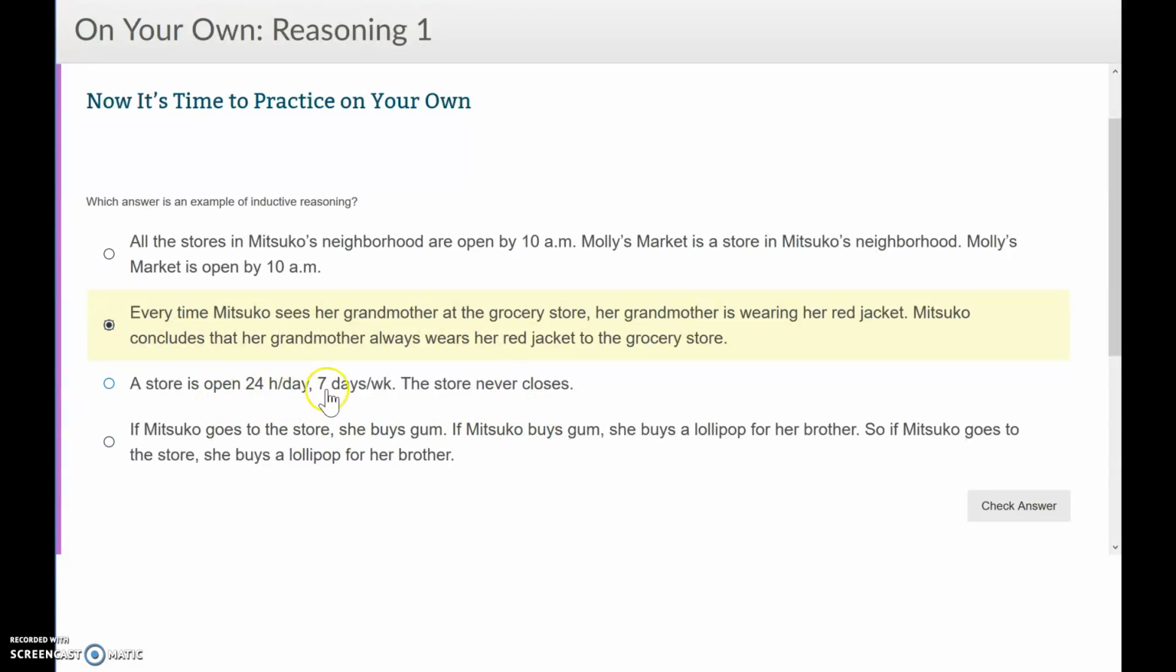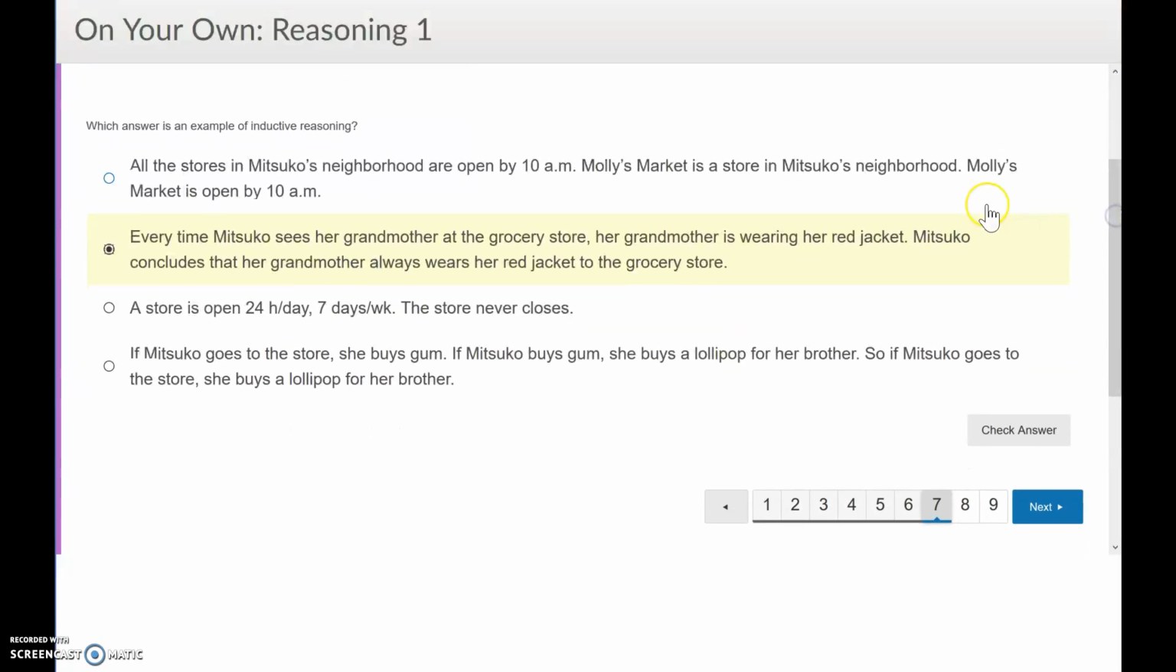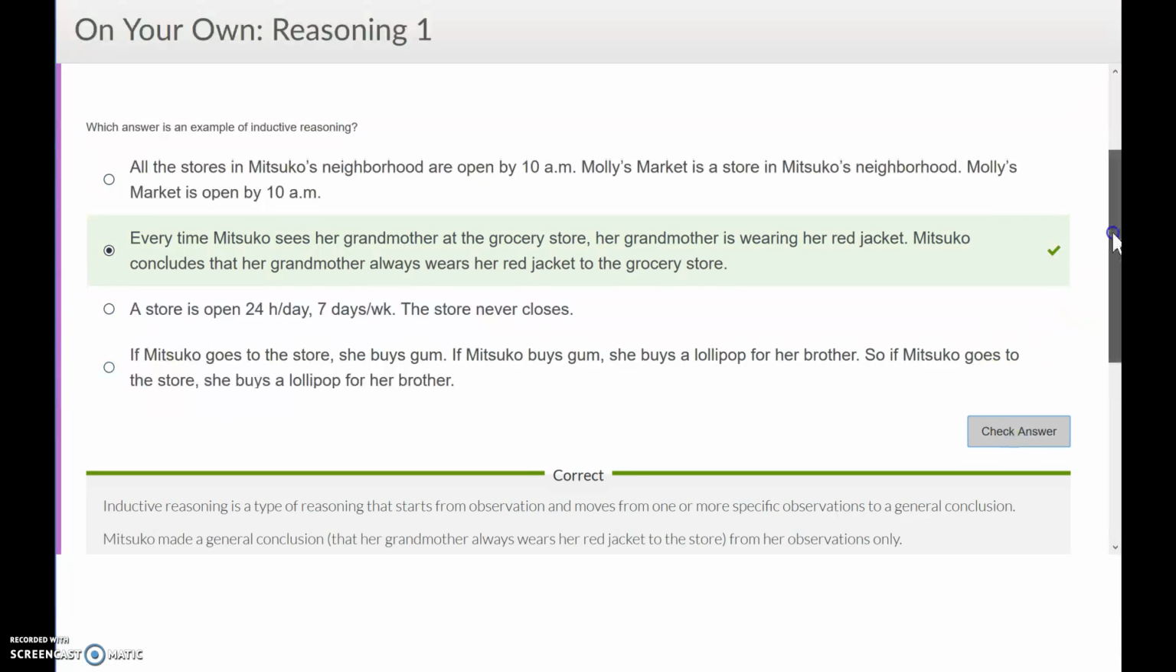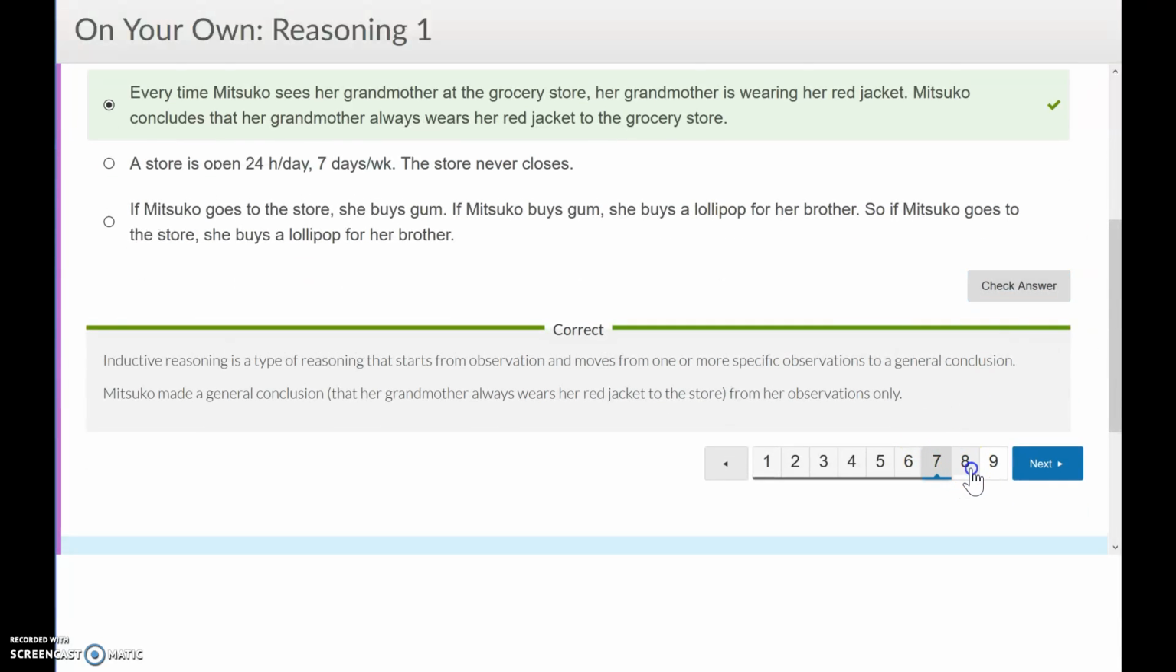The store is open 24 hours a day, 7 days a week. The store never closes. That seems very deductive. Misuko goes to the store. She buys gum. If she buys gum, then she buys a lollipop for her brother. So if she goes to the store, she buys a lollipop for her brother. More deductive. And there we go. Based on our observations.